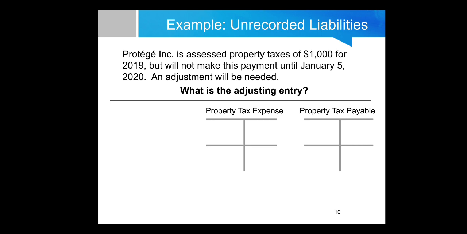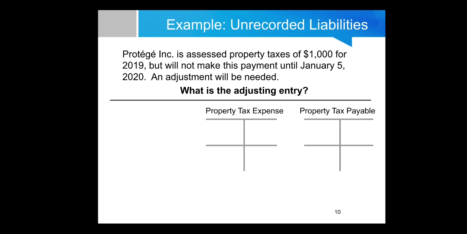Protege Incorporated is assessed property taxes of $1,000 for year 2019, but will not make this payment until January 5th, 2020. An adjustment will be needed. You can see here the business is Protege Incorporated. The business closes its account at 31st of December every year. So at 31st of December 2019, the business has to close its account.